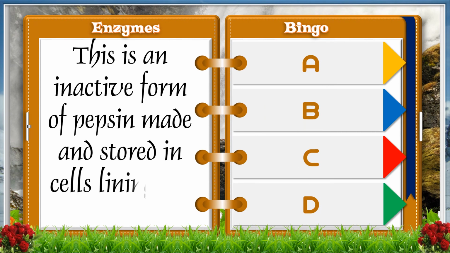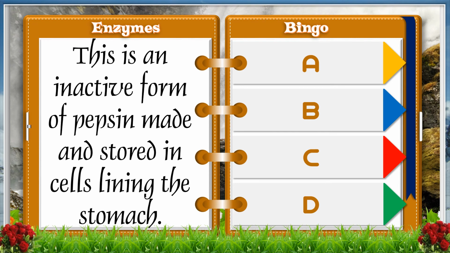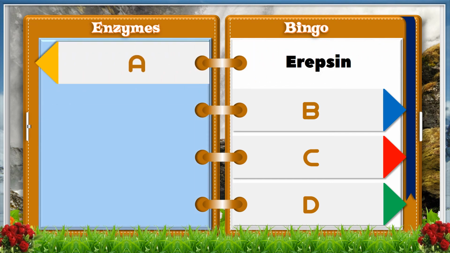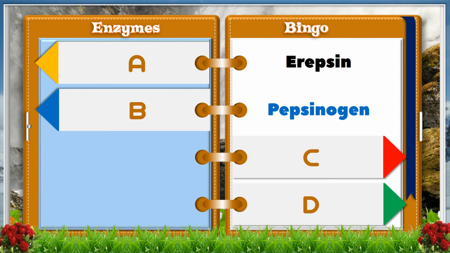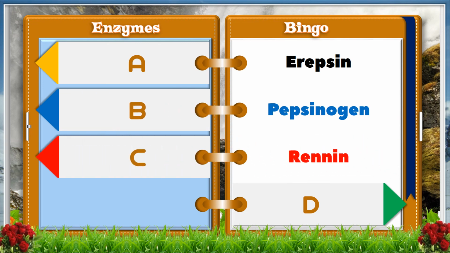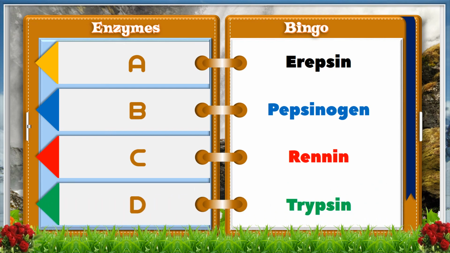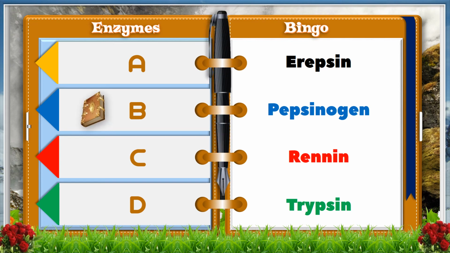This is an inactive form of pepsin made and stored in cells lining the stomach. A. Erepsin. B. Pepsinogen. C. Renin. D. Trypsin. And the answer is B. Pepsinogen.